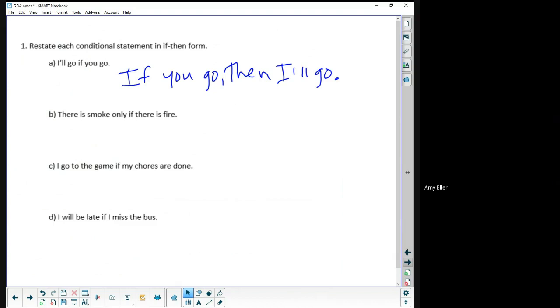B, there is smoke only if there is fire. According to this sentence, there is smoke only if there is fire. What's coming first? If there is fire. Don't forget the word then. You got to have if, got to have then. Then there's smoke.